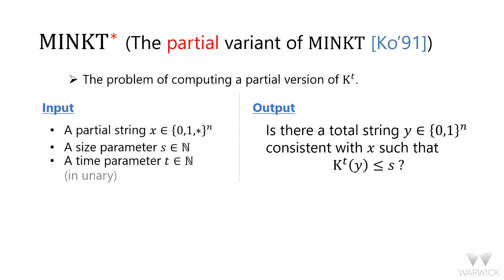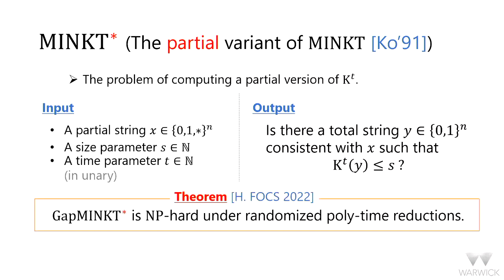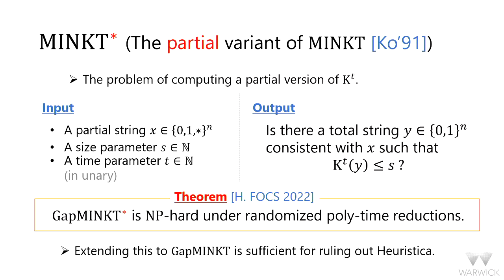And we can also prove NP hardness of a partial variant of MINKT, which we can denote by MINKT star. This is a problem of computing a partial variant of time-bounded Kolmogorov complexity. So instead of a standard string, you are given a partial string in which several entries are star, and the task is to decide whether there is a total string that is consistent with x, and the time-bounded Kolmogorov complexity of the total string is small. The proof technique for NP hardness of MCSP star is quite general, and we can also prove NP hardness of this problem as well. And if we could extend this NP hardness to the standard version of MINKT, we can rule out the heuristic.